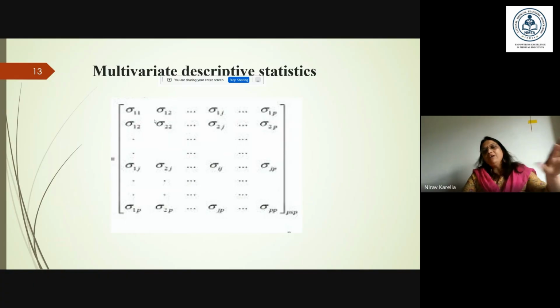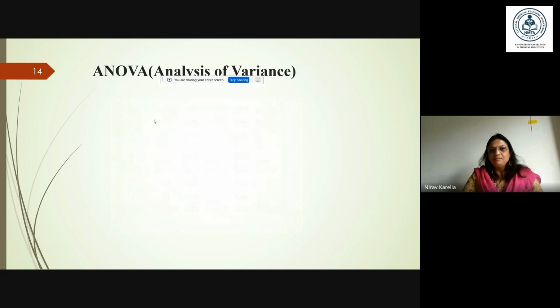Okay, so what I have done is take multivariable data, more than 2 variables, and described the central tendency in the form of a vector. Here also you can calculate variance, and you can calculate covariance and correlation. So this is my multivariate descriptive statistics.